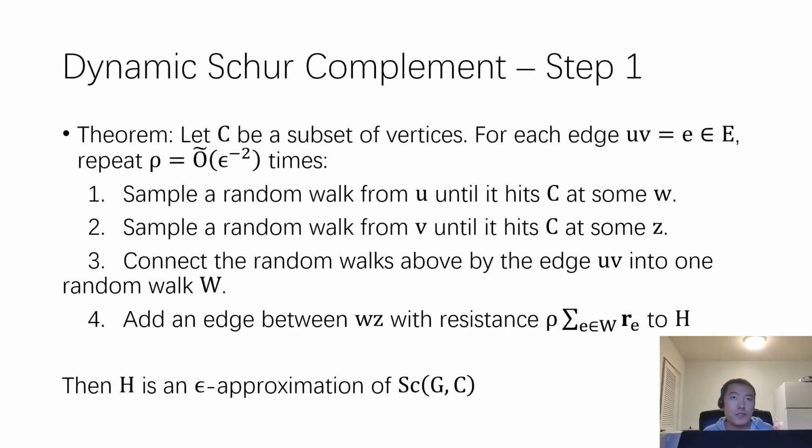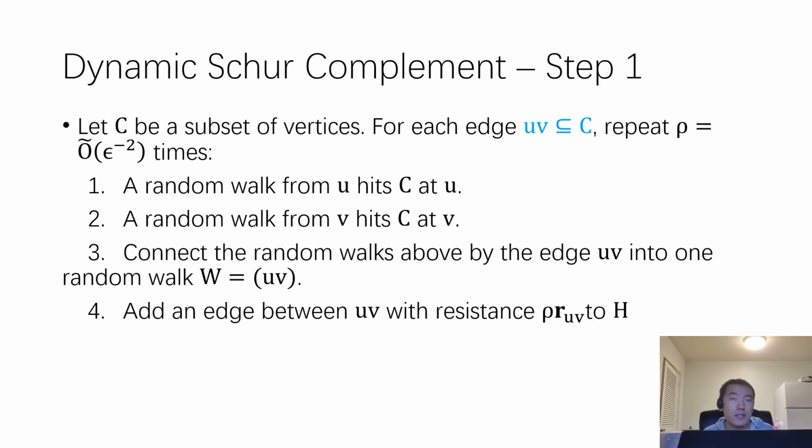The advantage of this representation of Schur complement is it can be made dynamic very easily. So we first make it dynamic inside the terminal set C. What it does to some edge UV completely inside C is that the two random walks end with length 0 immediately, resulting in a copy of the original edge UV. So all edges completely inside C are trivially copied into H, so we can easily edit them in constant time per update. So if the size of C is sublinear, we get constant update time and sublinear query time.